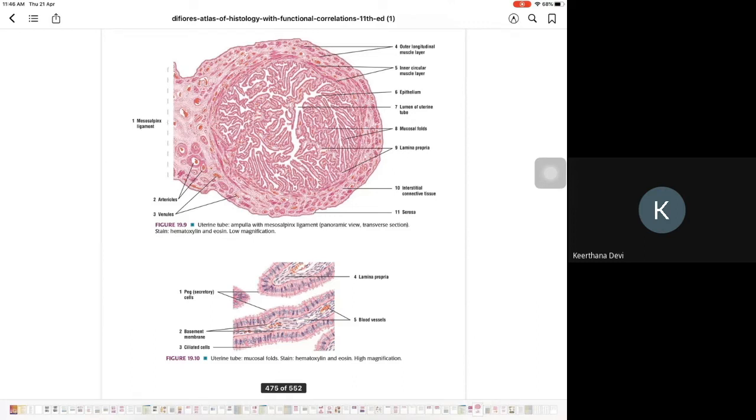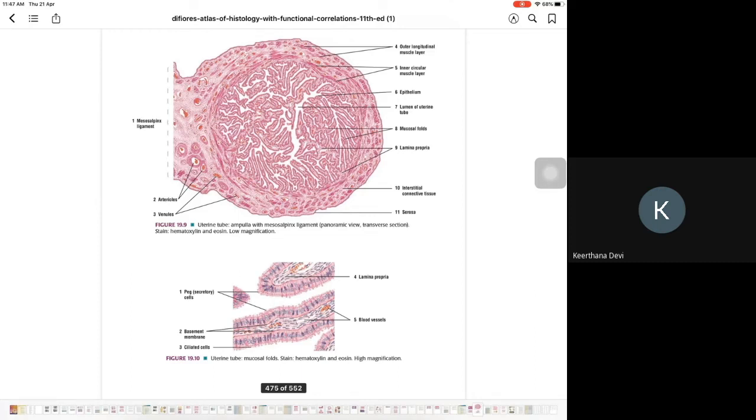1 is mesosalpinx ligament, 2 is arterioles, 3 is venules, 4 is outer longitudinal muscle layer, 5 is inner circular muscle layer, 6 is epithelium, 7 is lumen of the uterine tube, 8 is mucosal folds, 9 is lamina propria, 10 is interstitial connective tissue, 11 is serosa.